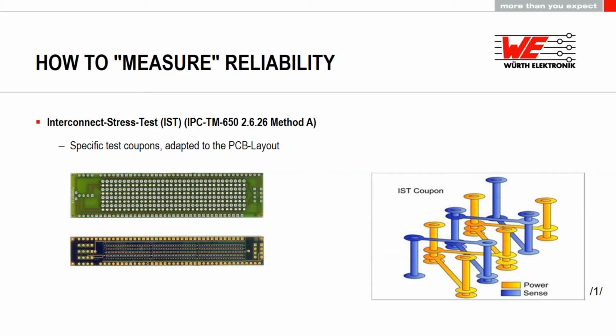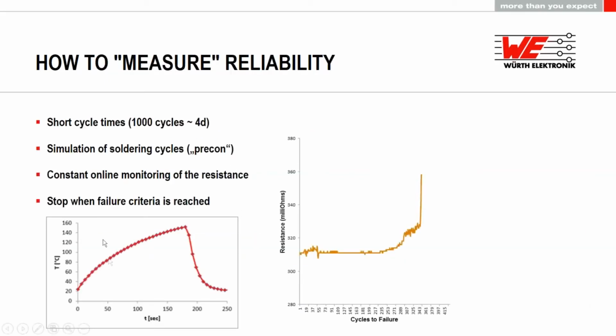And they represent, as I told you, the critical design, and those are measured constantly to see what happens during the test. And here you can see such a cycle, a temperature cycle in the IST, and you can see the time scale here is in seconds, which means that such a cycle is comparatively short, roughly about 5 minutes, which means that we can achieve 1,000 cycles in just 4 days, which is quite fast.